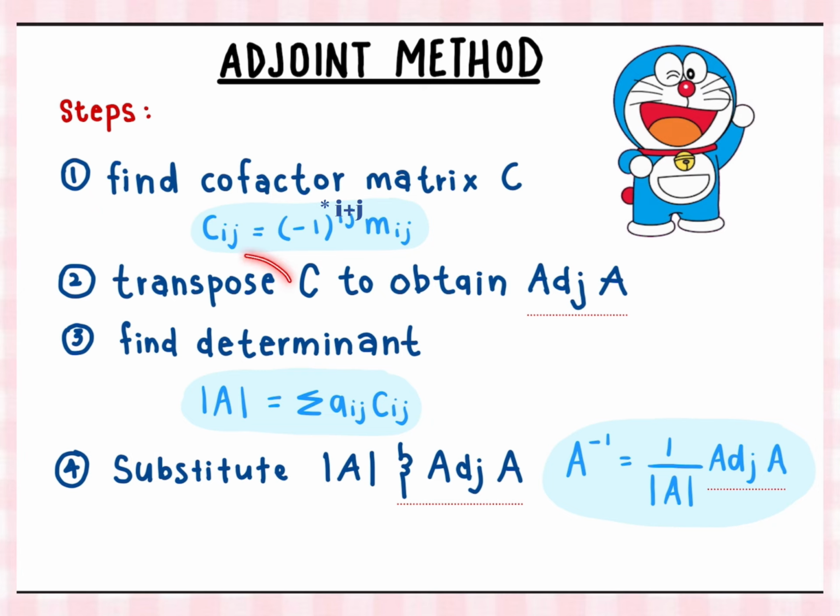The second step is to find the transpose of the cofactor matrix to obtain adjoint A. As we know, the transpose of the cofactor matrix is equal to adjoint A. Remember that. The third step is to find the determinant. The formula is the sum of Aij times Cij, where A refers to the matrix and C refers to the cofactor. And the last step is to substitute the determinant and the adjoint A that we found into the general formula of the inverse matrix by the adjoint method, which is 1 over the determinant times adjoint A.